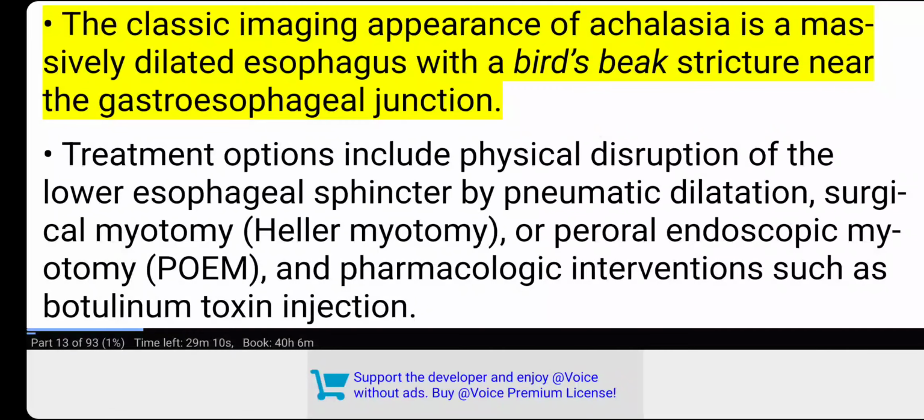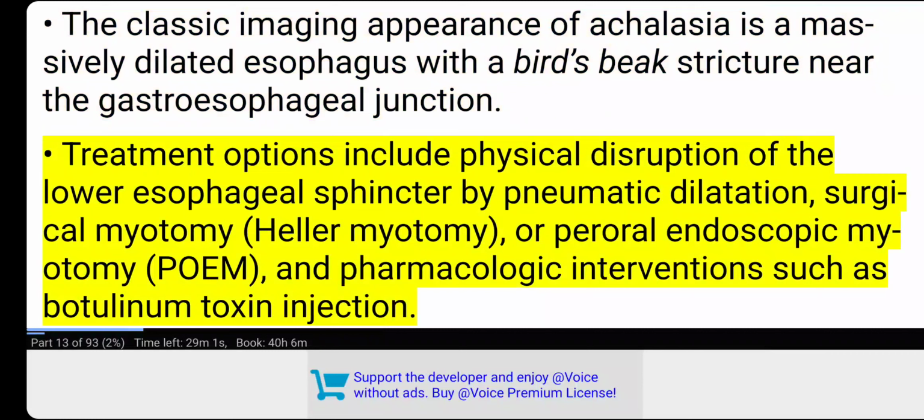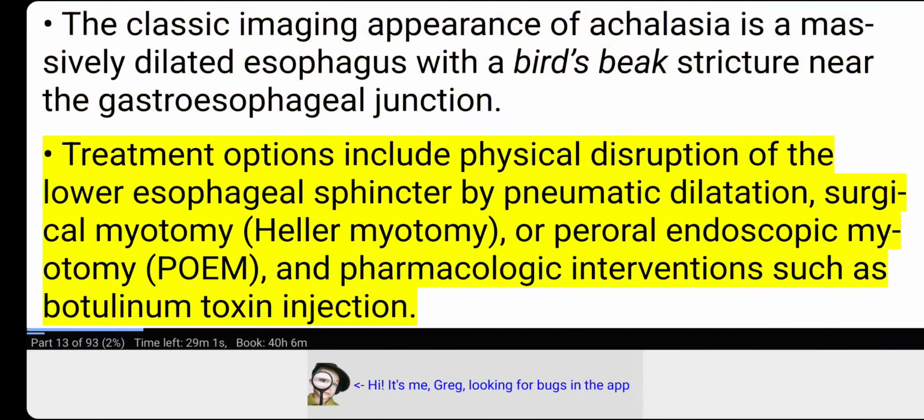gastroesophageal junction. Treatment options include physical disruption of the lower esophageal sphincter by pneumatic dilatation, surgical myotomy, Heller myotomy, or peroral endoscopic myotomy, POEM, and pharmacologic interventions such as botulinum toxin injection.